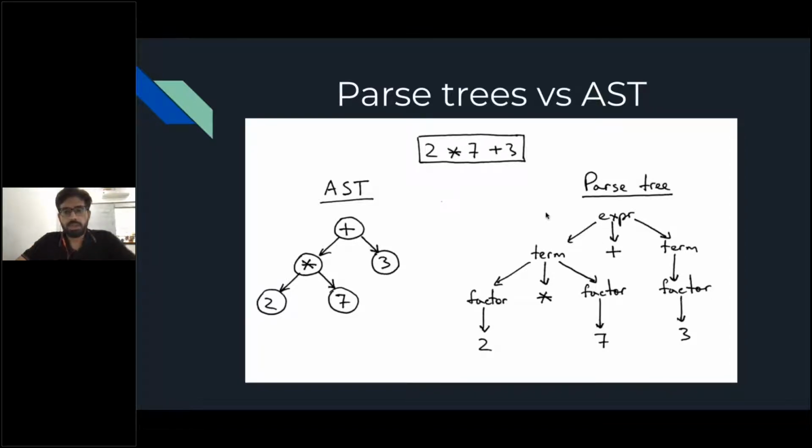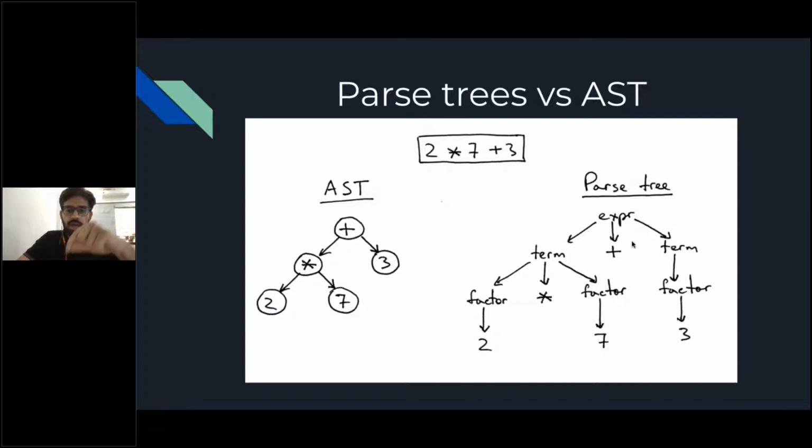So if you compare this equation, 2 into 7 plus 3, and the same equation is written as a parse tree, it looks like this. There's a 2, and the expression connecting 2 and 7 is the multiplication sign, and what connects 2 into 7 with 3 is the plus sign.